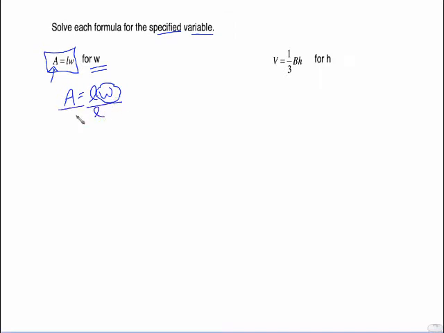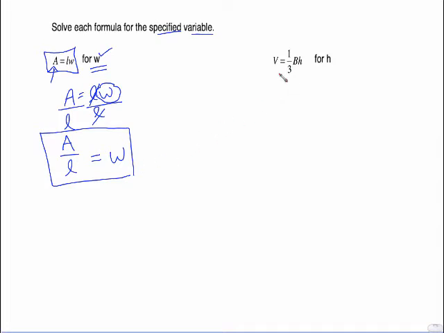And we will divide both sides by L, which makes the L's cancel out over here. And we just have W equals A over L. And we have now taken that original formula and rewritten it for what's called the specified variable. In this case, it was W. It's just a matter of doing legal solving to get the prescribed letter alone.